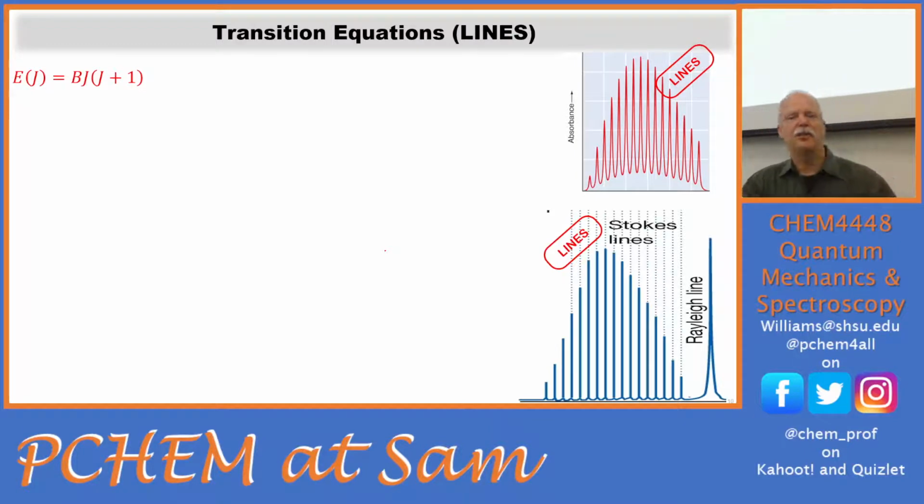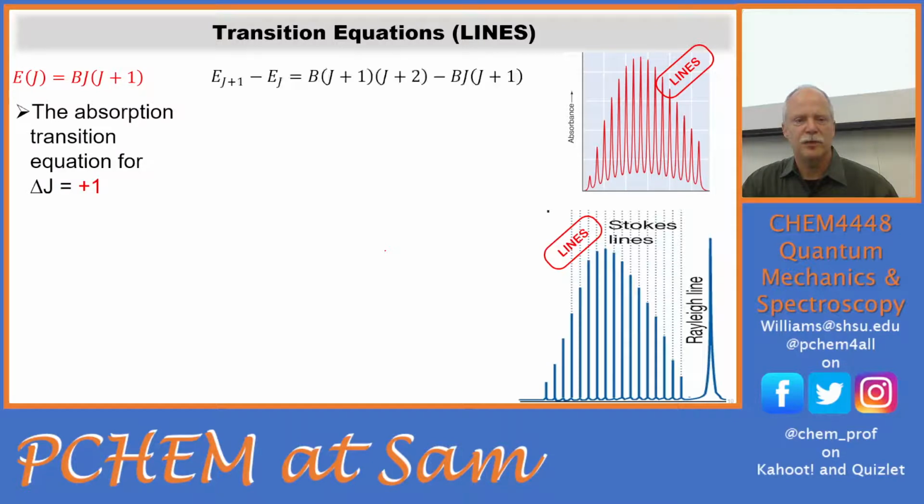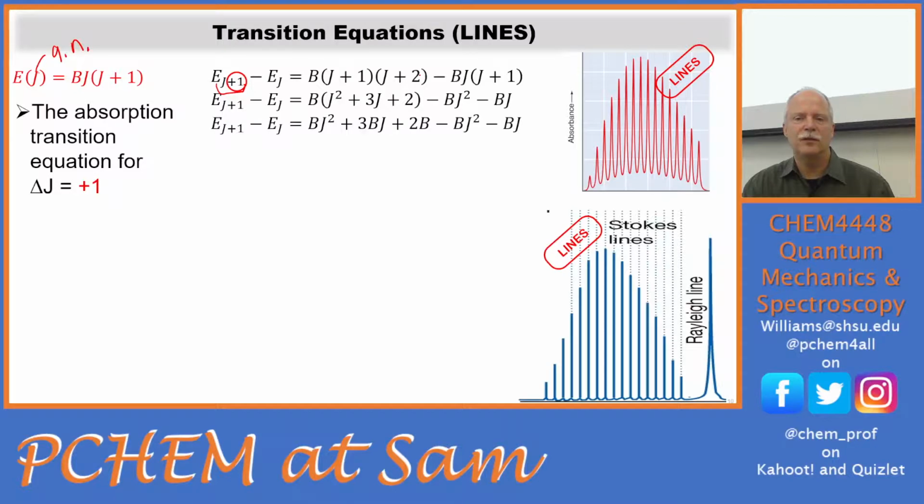So here's a page that shows you the transition equations for absorption. Here's how you, again, get those transition equations. You have the energy equation, which is right here, related to the quantum number J. It's B times J times J plus 1. Whenever you're coming up with the transition equation, let's do it for delta J plus 1. So we go from J to J plus 1. Everywhere there's a J in that energy equation, you put J plus 1. So we have B times J plus 1 times J plus 2, minus the energy equation with J. And then you do the algebra. The J squared terms are going to cancel again, and you end up with this transition equation.